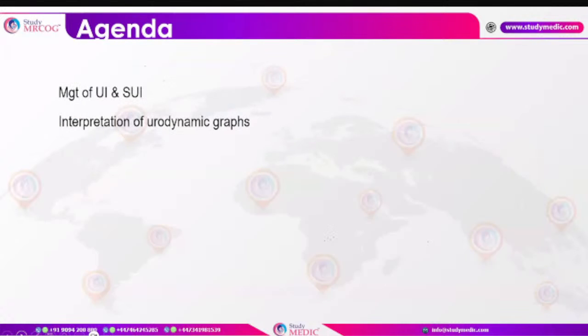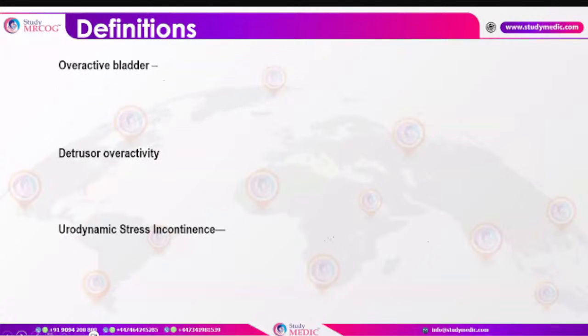Okay. So the agenda is management of urinary incontinence, urge incontinence, and stress urinary incontinence, and interpretation of urodynamics graphs. So first we are going to see about definitions. You should be aware of what is overactive bladder, what is detrusor overactivity, and what is urodynamic stress incontinence.